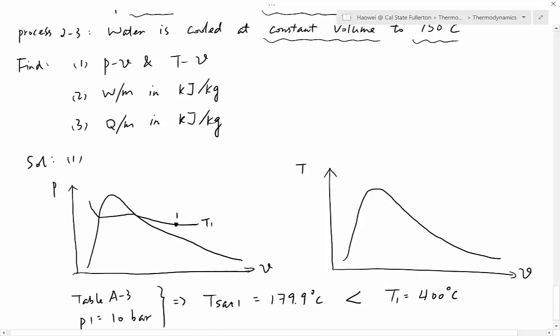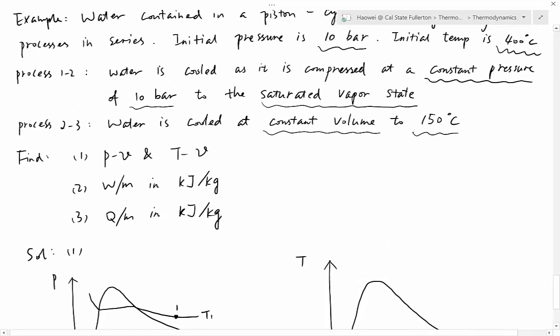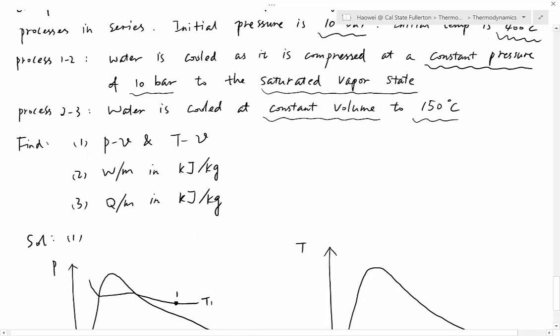Next one, we need to locate point number 2. How do we locate point number 2? We take a look at process 1-2. Process 1-2 is a constant pressure process, and point number 2 has to be saturated water vapor. So that means G point. So 1-2 is a constant pressure process, and number 2 has to be G point.